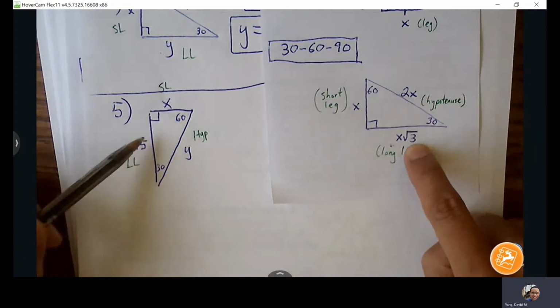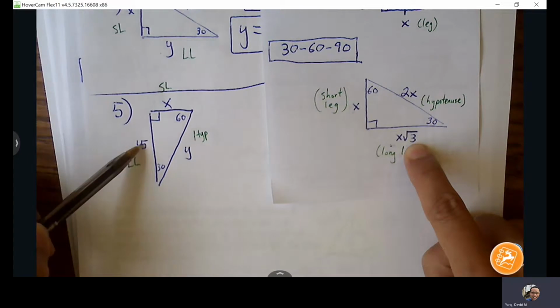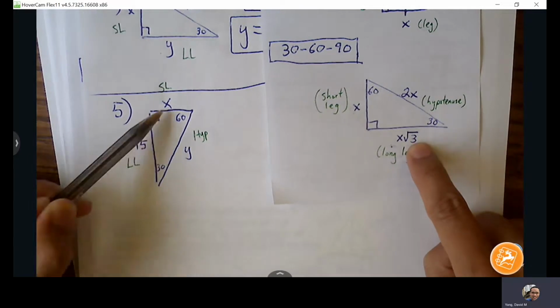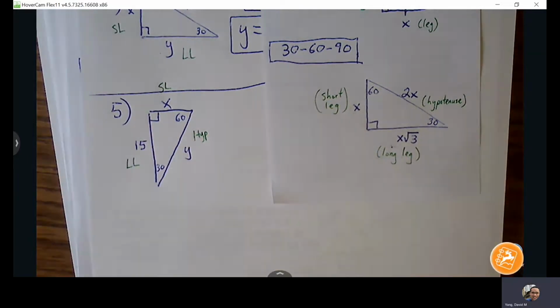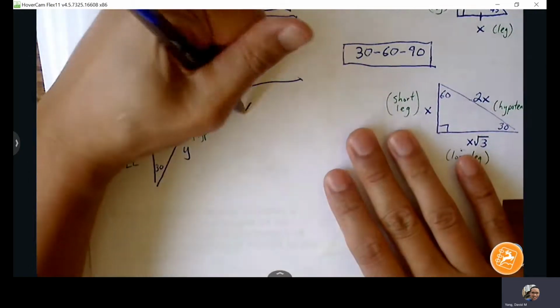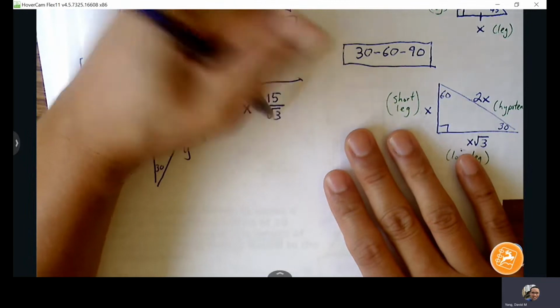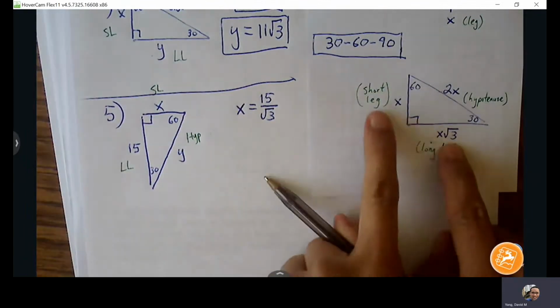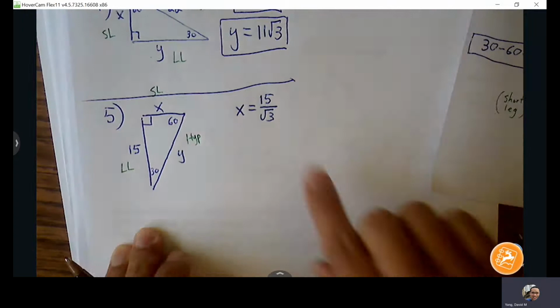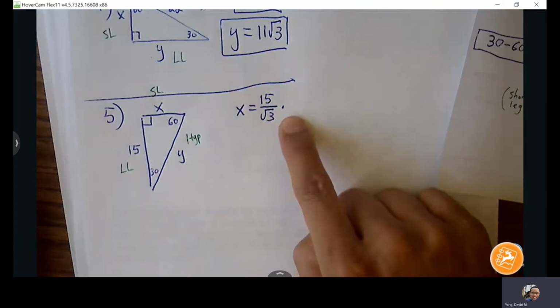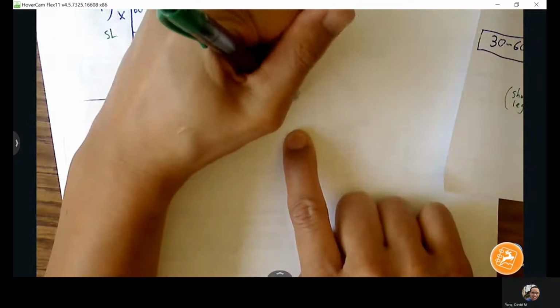How do I get down to the short leg? Divide by √3, right? So just think, if I want to get from a larger to a smaller value, I'm always going to be dividing. If I'm going to try to get from a smaller to a larger value, I'm going to be multiplying. Okay, so to get to my short leg, I'll take the long leg and divide it by square root of 3. That's what the rule says, right? It's going to help us get down to the short leg. This is not rationalized, but we can make the calculator do it for us or multiply it by hand.